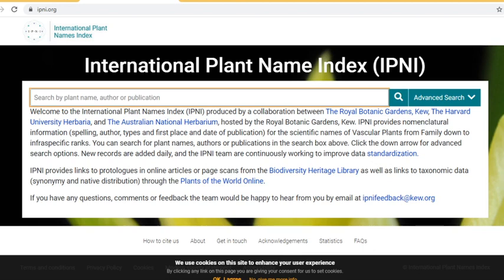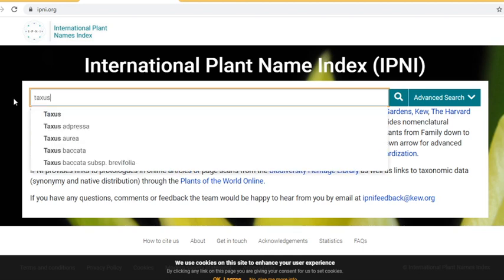Now here, if you want to see all the details of the publication, who the author was, in which year, in which journal it was published, what the page number is, all those detailed pieces of information you will find here. Now let us type the same plant name here, Taxus baccata. You will go for Taxus baccata here.